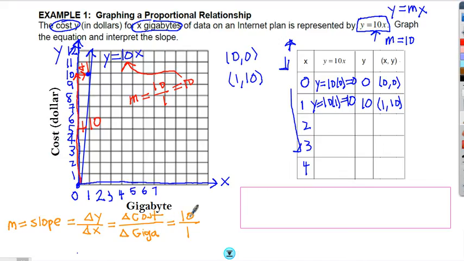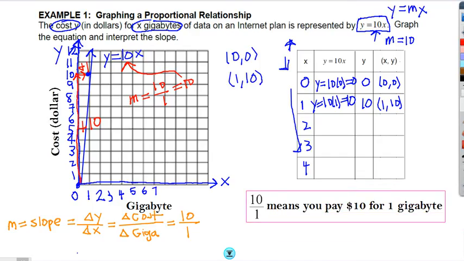This means you pay $10 because the y is a cost. And what does x represent? X represents the gigabytes. Good. So if it's 1, that means it's 1 gigabyte. So basically 10 over 1 means, and I'll write it, you pay $10, if I label the units, $10 for 1 gigabyte. That's what that means.